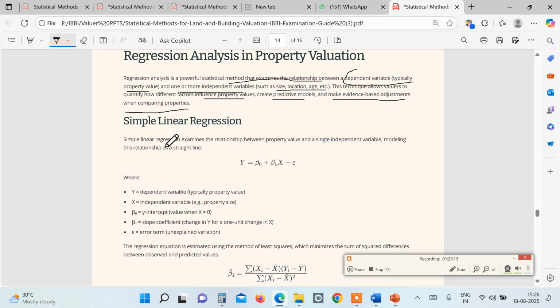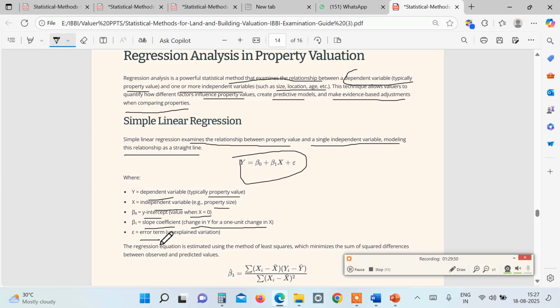Simple linear regression examines the relationship between the property value and a single independent variable, modeling this relationship as a straight line. Y is equal to beta 0 plus beta 1 into x plus epsilon, where y is the dependent variable, typically property value. X is the independent variable, it may be property size. Beta 0 is the y-intercept when x is equal to 0. And beta 1 is the slope coefficient, the change in y for a 1 unit change in x. And epsilon is the error term, unexplained variation.